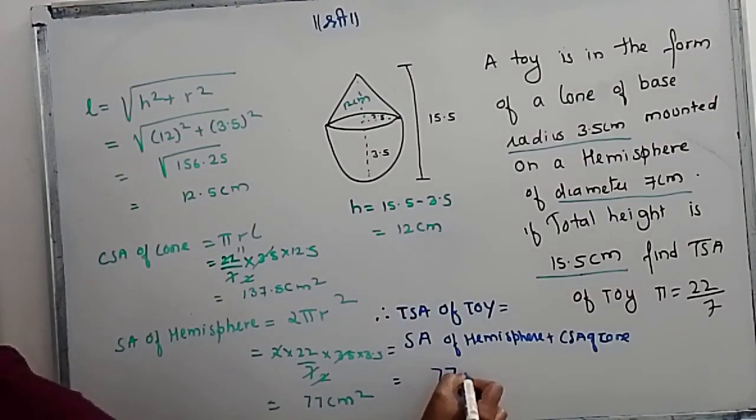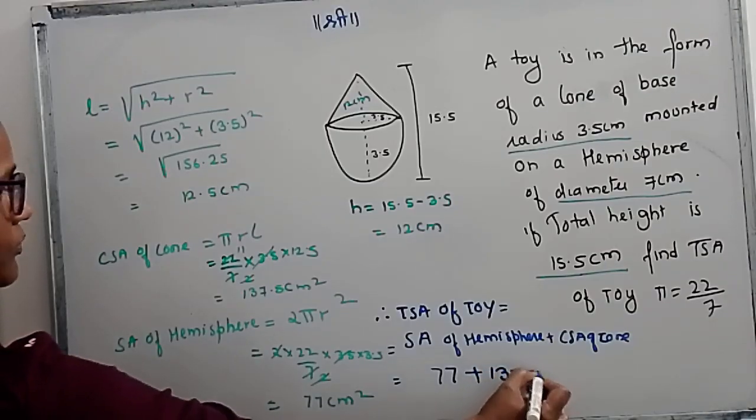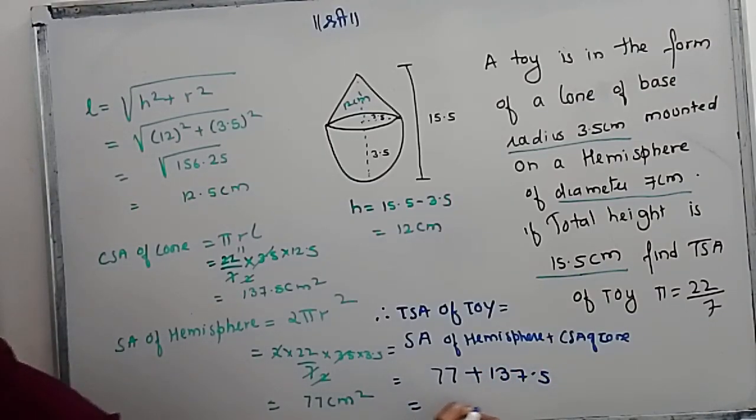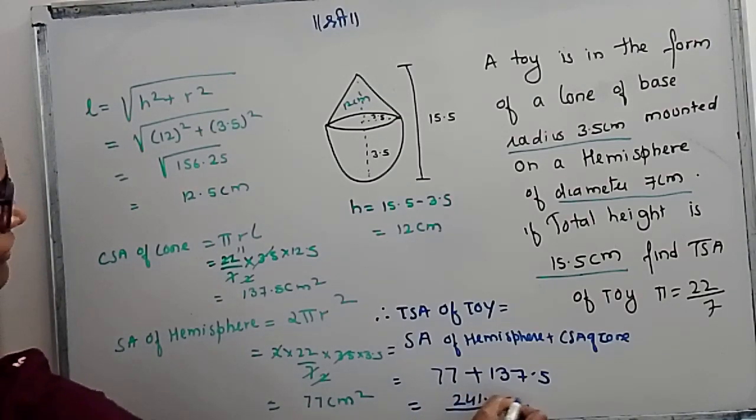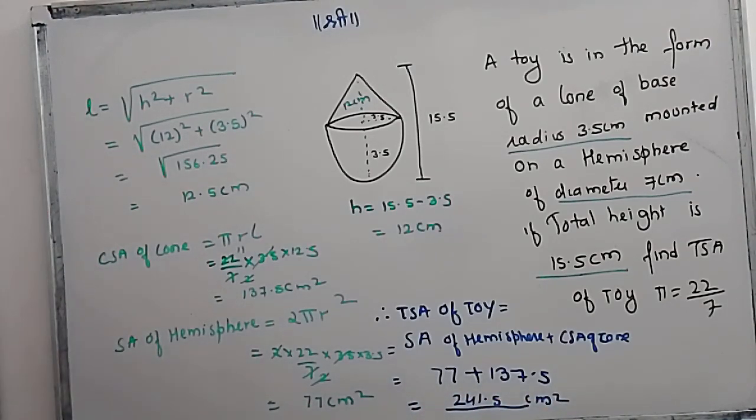77 plus 137.5. The answer is 241.5 centimeters. So the total surface area of the toy is 241.5 centimeters square.